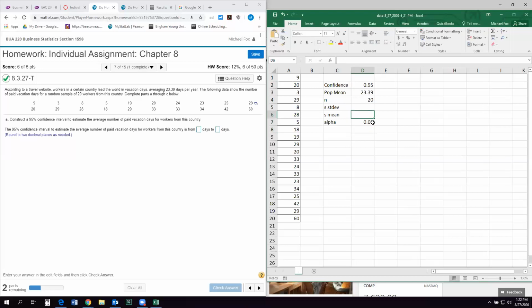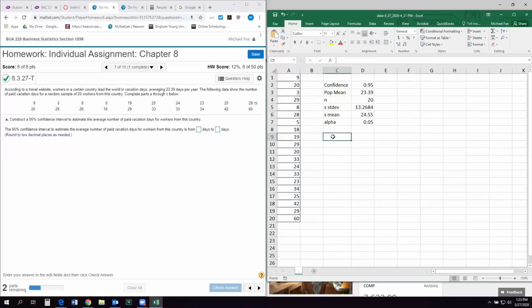And then our sample mean, I'm just going to use the average function. And our sample standard deviation is stdev.s, because we're doing a sample, and then highlight all of the data. All right, so that's what we need to figure out the confidence interval.